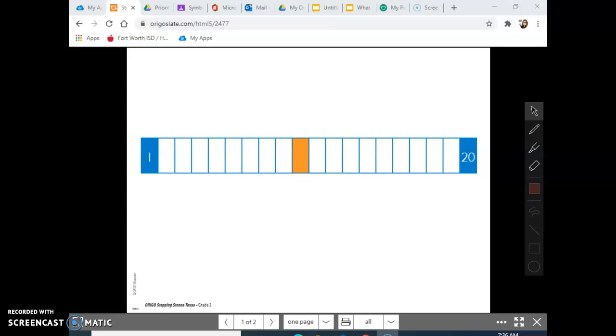Hi friends, so today we are reviewing the concept of what a number line actually is. As you just watched in the video, a number line is simply a line with numbers. It's similar to our number step that we have here.